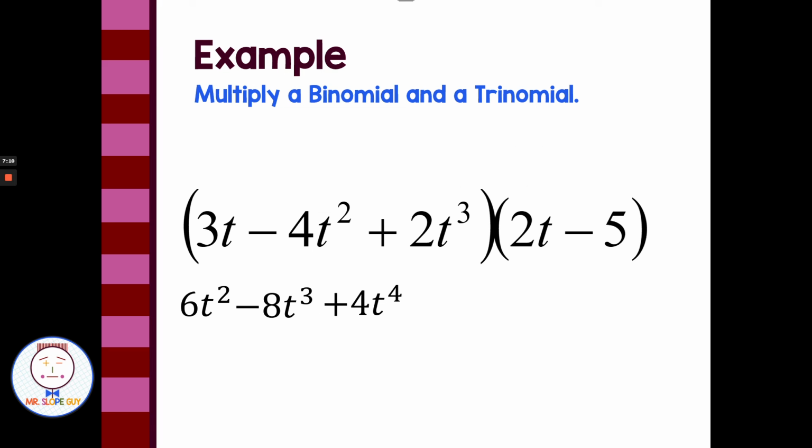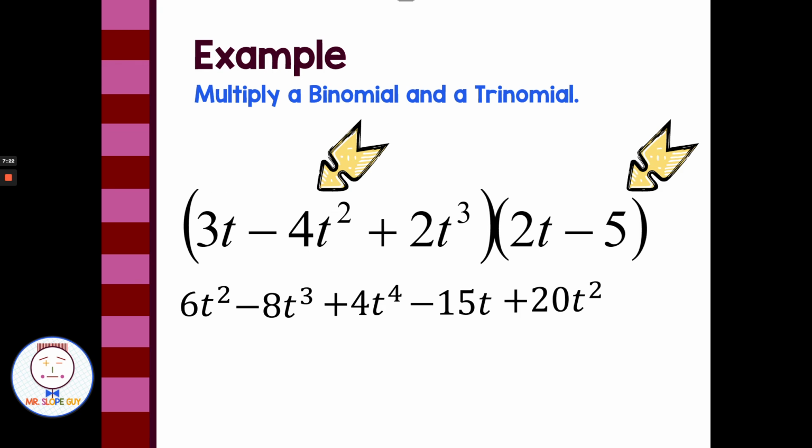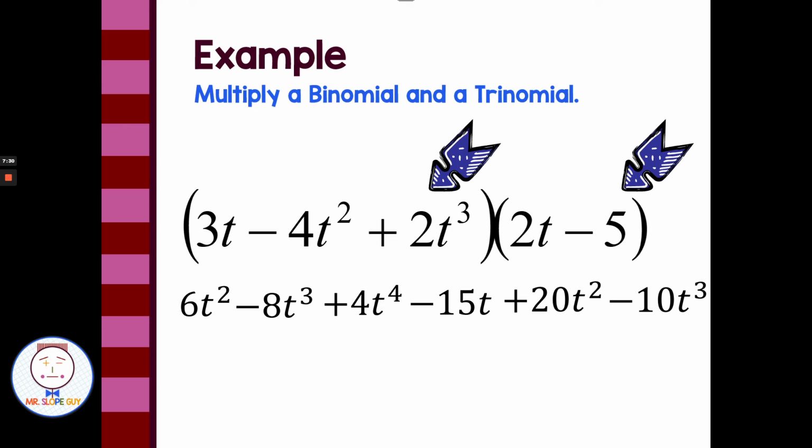And I'm going to take that negative 5 and multiply it to each term in the trinomial as well. So negative 5 times 3t gives me negative 15t. Then I take the negative 5, multiply it to negative 4t squared, gives me positive 20t squared. And then last I have negative 5 times 2t to the third to get negative 10t to the third. Now I've taken care of all the multiplication. I just want to combine my like terms.